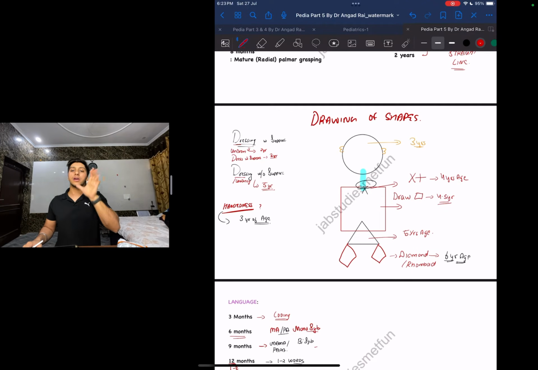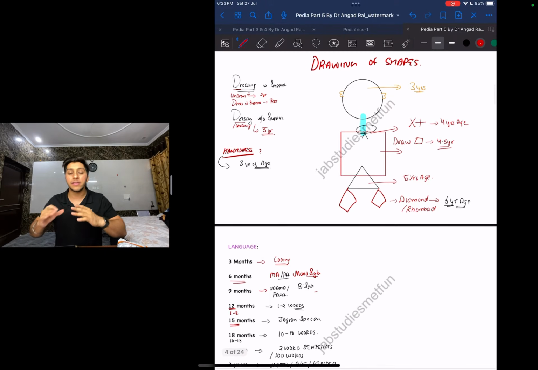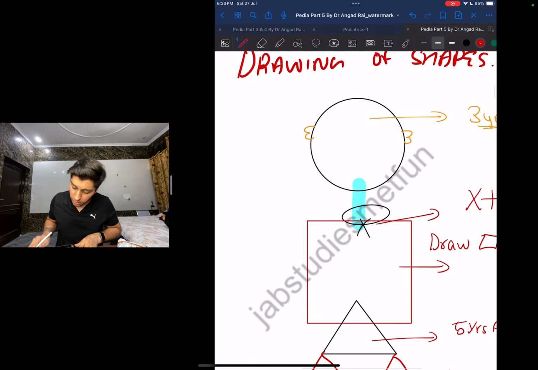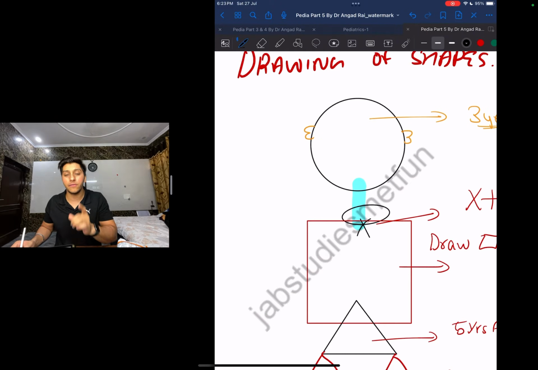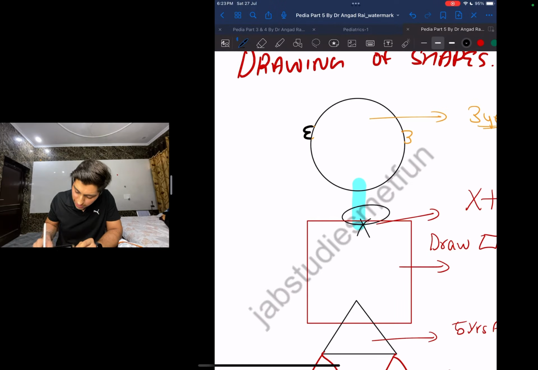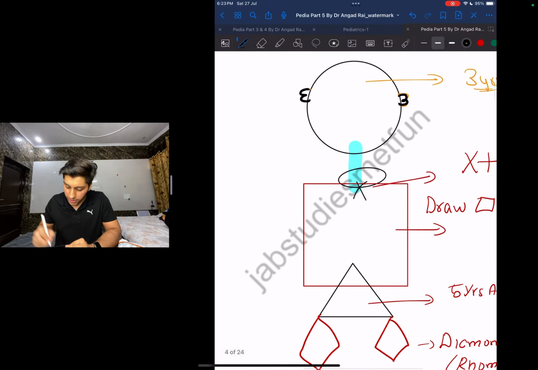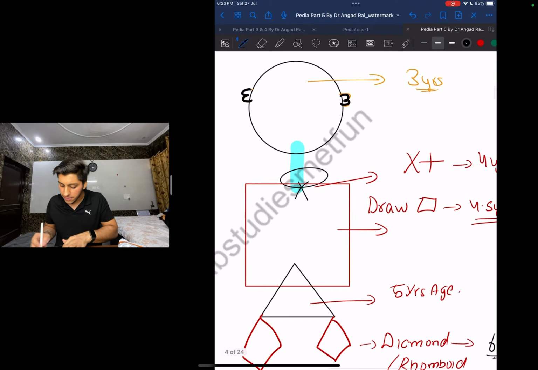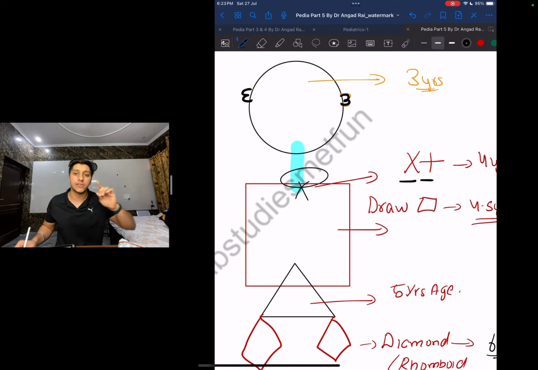Our trunk will be a square, pelvis will be a triangle, and the legs will be either rhomboid or diamond shape. Okay, so remember the circle: by what time will a child be able to draw a circle? Look at the ears, they look like 3, so they will develop by 3 years of age. Then if you see the neck, there is a necklace which has a cross. This can either be a cross or a plus, and if they ask you when a child can draw a cross or a plus, that will be by 4 years of age.